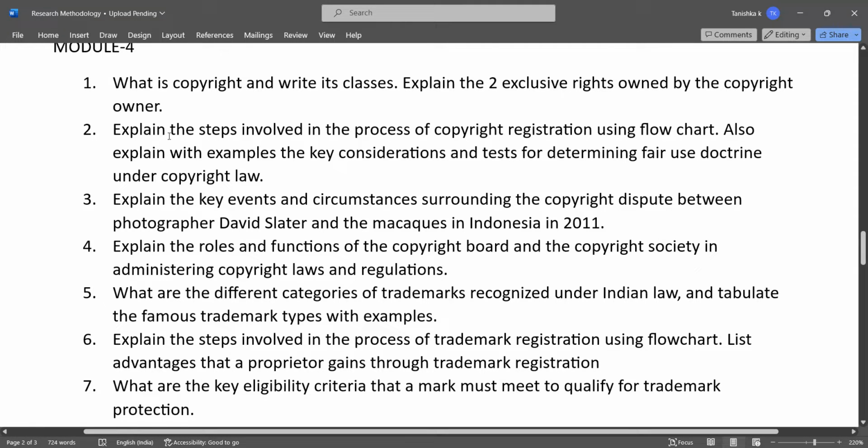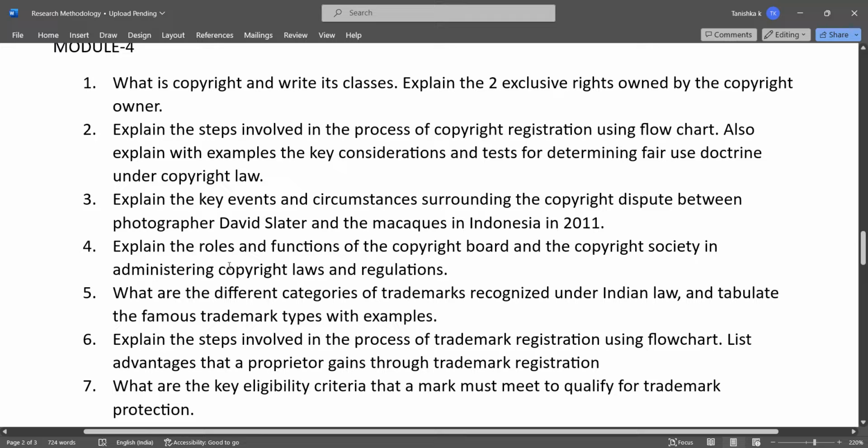Okay, so here also, if you are studying copyright, then the questions are like what is copyright and its classes, then steps involved in the process of copyright registration, then key considerations and tests for determining the fair use doctrine under copyright law, then the key events and circumstances of the dispute between photographer David Slater and Mekes in Indonesia. So that one circumstance they have asked here.